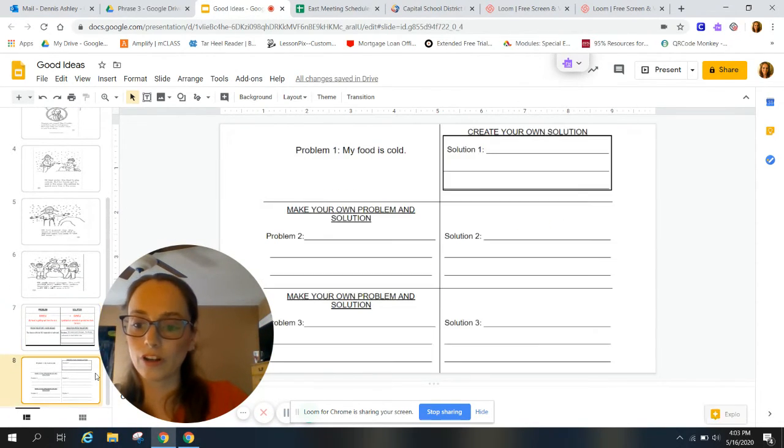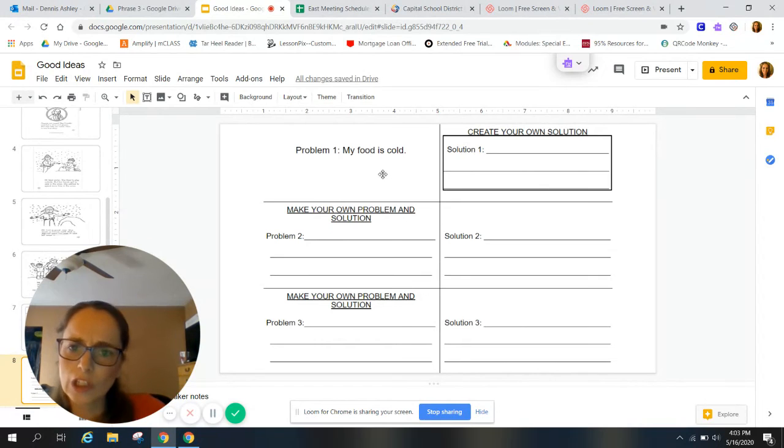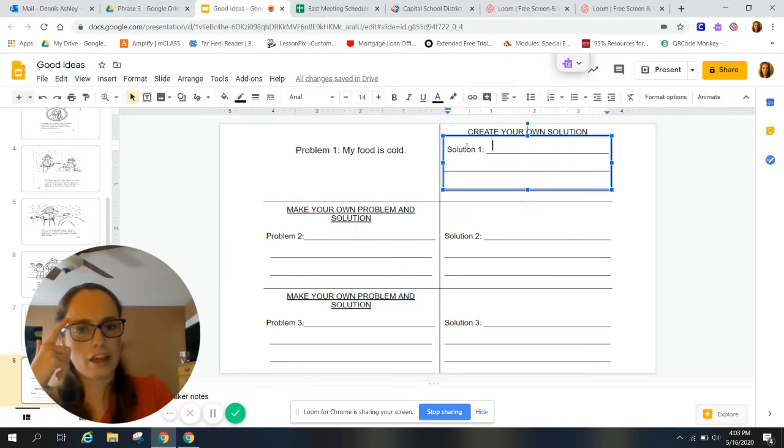to the next part of our graphic organizer. So now we're going to create some of our own problem solutions. So we kind of got the first one started for you. It says, problem 1, my food is cold. So if you think about it, if you're at home and you're about to make some lunch, but your food was cold, what would you do? So just take a minute and think about that. My food is cold, but I want to eat it. So what am I going to do?